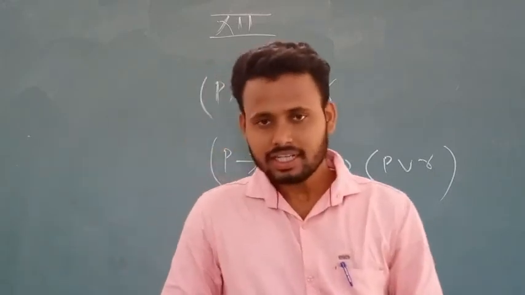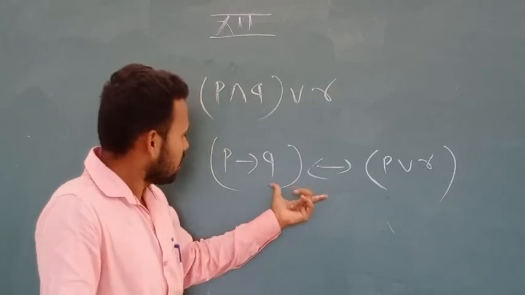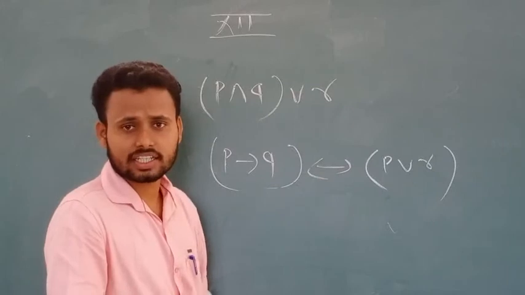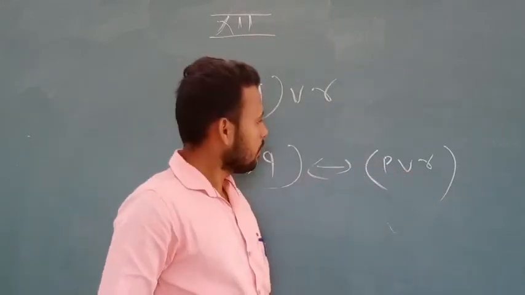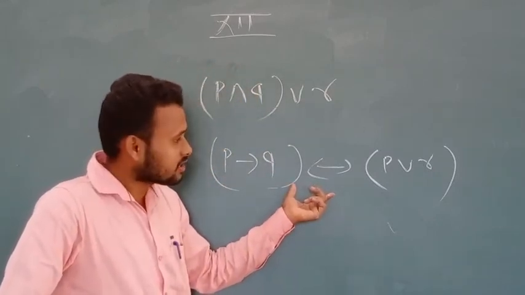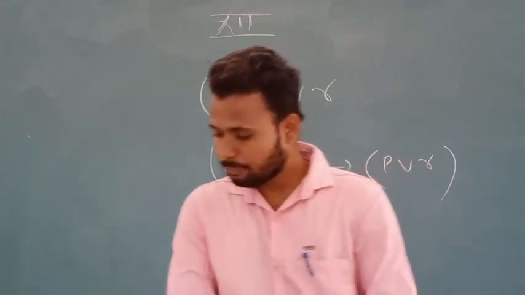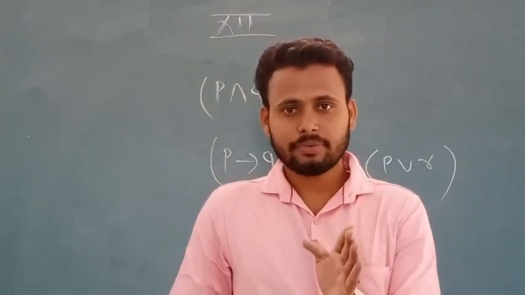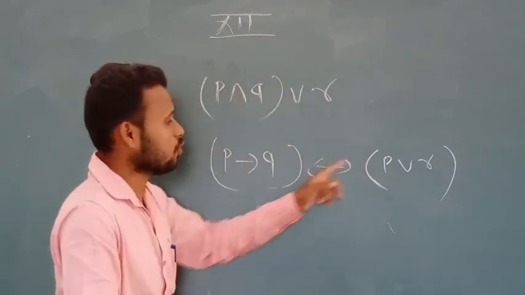Now there are some notes based on that. For this statement pattern, if we want to find out the truth table, there are some notes for finding the truth table of a given statement pattern. First one is: if a statement pattern involves n component statements, which ones will come? P, Q, R up to so on.